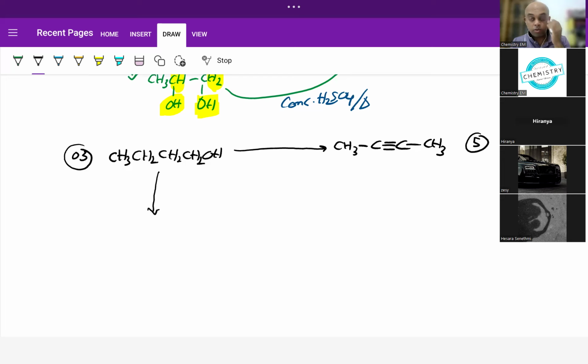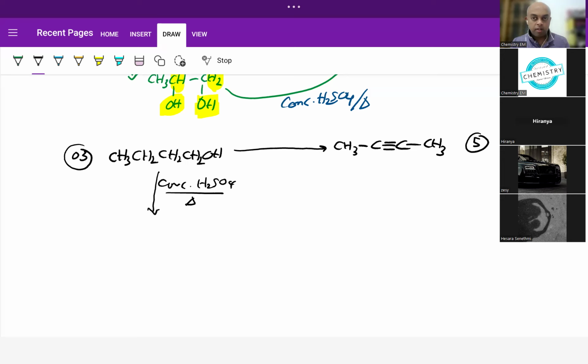Commonly we use concentrated H2SO4 while heating, right? So we can use concentrated H2SO4 while heating. Then we have the double bond. The OH group will select the hydrogen atom from the neighboring carbon atom, not from its own carbon atom. I explained this last week. So if there are two neighboring carbon atoms for the OH group, it will select the hydrogen atom from the carbon atom which has the least number of hydrogen atoms, right?